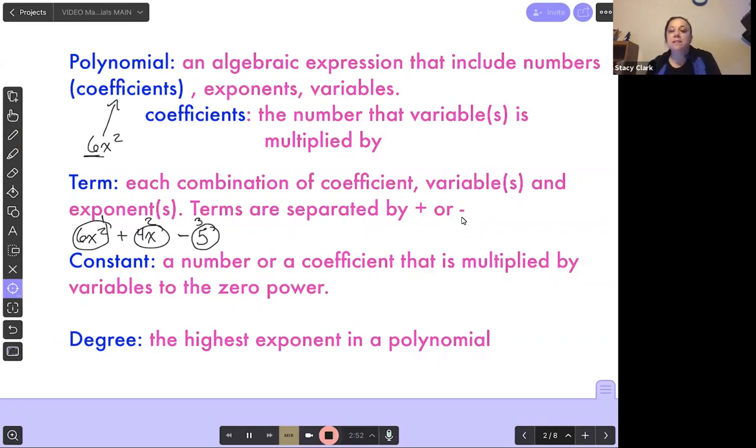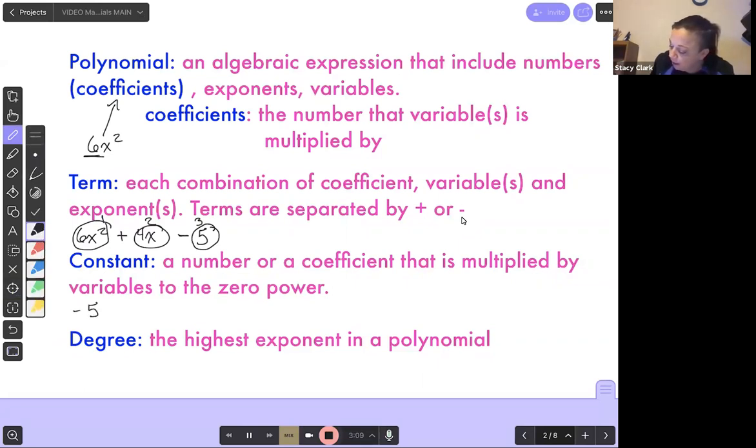A constant is a number or a coefficient. So it's a number, or you can think of it as a coefficient that is multiplied by a variable to the 0 power. Remember, before we talked about how anything to the 0 power really equals 1. So if we think about this, let's go with our minus 5. This would be minus 5 times x to the 0, which we know is minus 5 times 1, which is really just minus 5. And so that's what makes it a constant.